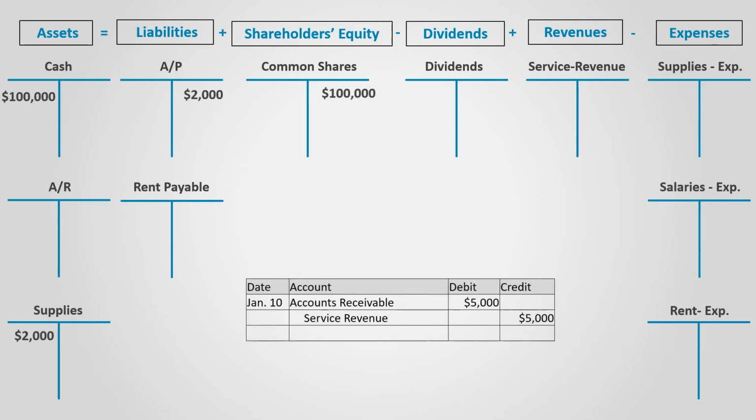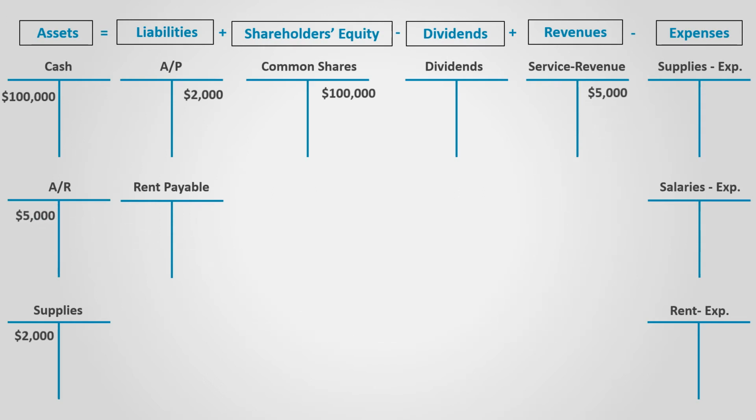On January 10th, the company rendered services on account for $5,000. Accounts receivable is debited by $5,000 and service revenue is credited by the same amount. Then this transaction is posted in the ledger accounts as follows.